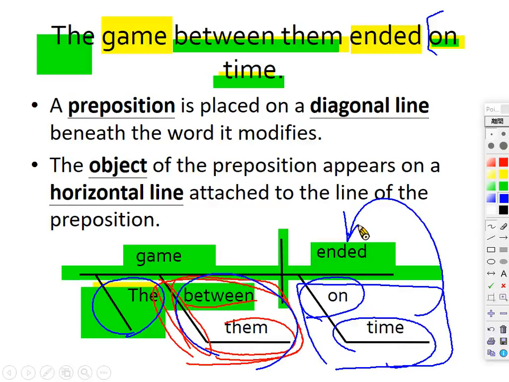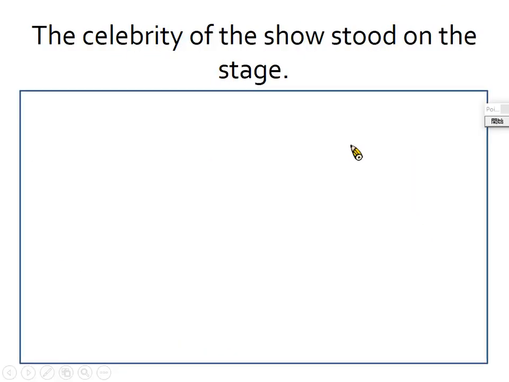Okay? So you now have a good idea about the structure of the sentence. Basically, the basic structure is game ended. But to make this sentence more cheerful to read, the game between them, right? Ended on time. That's it. Very simple. So when we have a preposition, we put a diagonal line, and the object follows with it. That's it. Okay, so now you should be able to do this.